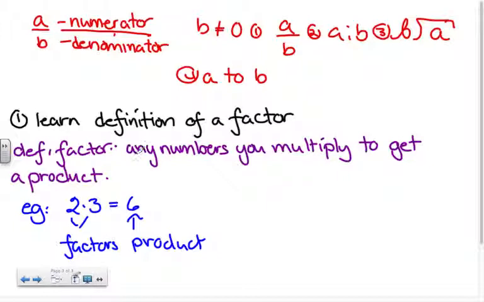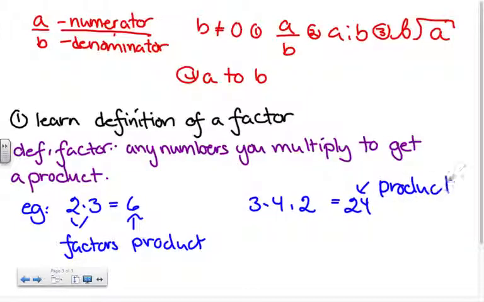And you do not have to be limited to just 2. So you can multiply as many numbers as you wish to get a number. Let's say, for example, 3 times 4 times 2 is 24. In this situation, 24 is the product. 4, 3, and 2 are your factors. Okay? Everybody get it? The idea is that any numbers that you're going to multiply together are your factors.